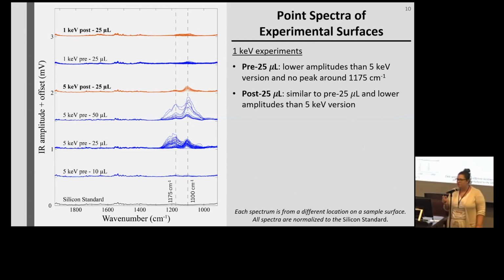And then we also have the 1 keV experiments, where for these we just did 25 microliters of water, going off of what we found in 5 keV. But here we can see that with the 1 keV experiments, we get a lot less signal compared to the 5 keV, but we do notice that there is some level of oxidation that occurred.